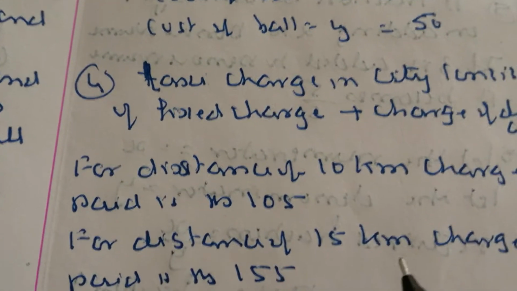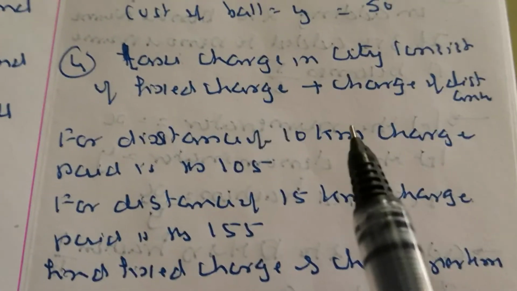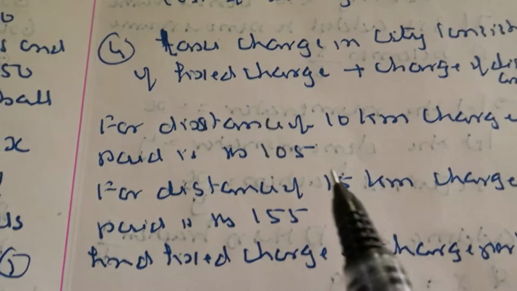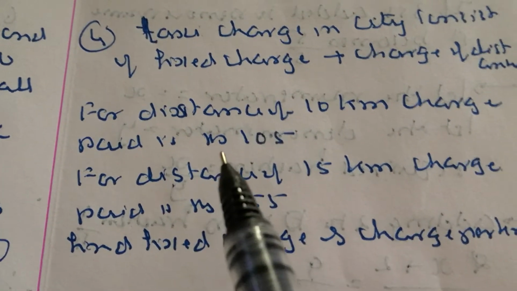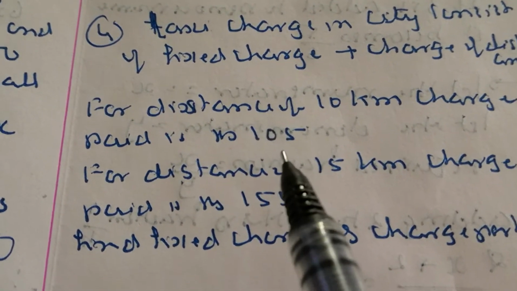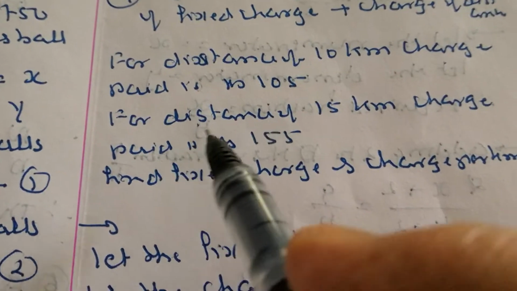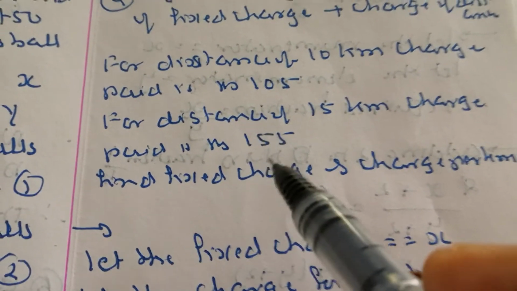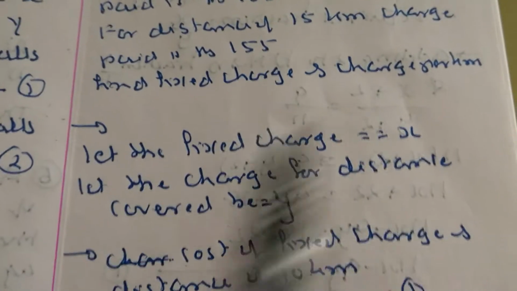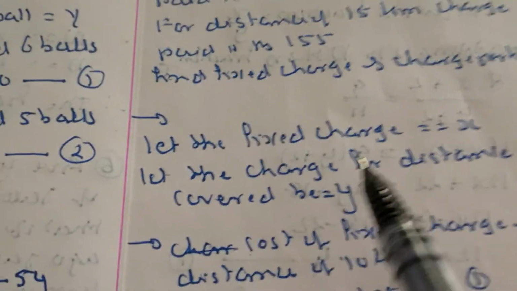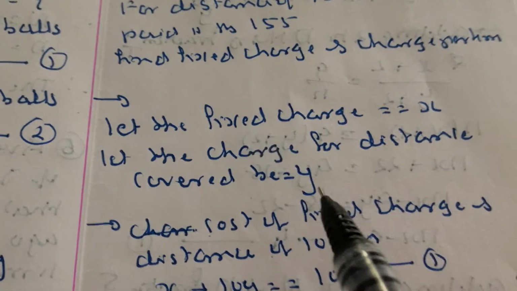Question 4. Taxi charge in a city consists of a fixed charge plus the charge of a distance covered. For a distance of 10 km, the charge paid is rupees 105, and for a distance of 15 km, the charge paid is rupees 155. So you have to find out the fixed charge and the charge per distance. So let the fixed charge be x and the charge for the distance covered be y.